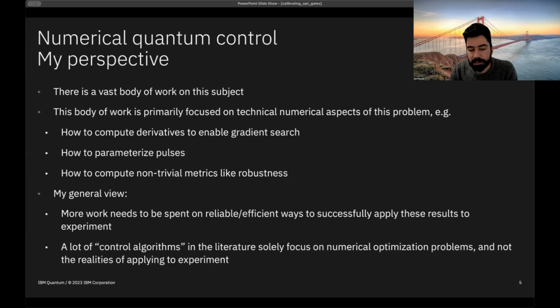And another thing that I'll say is, people call a lot of the things out there control algorithms, but they really are kind of technical numerical pieces. I would want to use the phrase control algorithm to be a holistic thing that includes the optimization as well as the application to experiment and the methods for doing that. So yeah, that's just a very minor point.